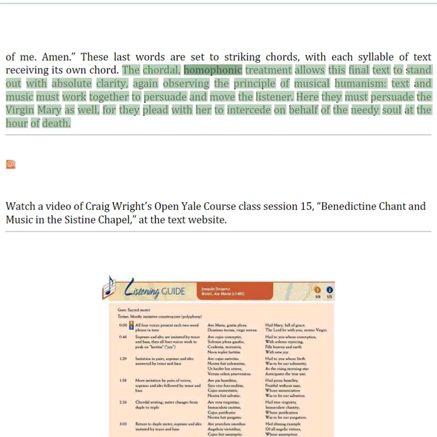The chordal, homophonic treatment allows this final text to stand out with absolute clarity, again observing the principle of musical humanism. Text and music must work together to persuade and move the listener. Here they must persuade the Virgin Mary as well, for they plead with her to intercede on behalf of the needy soul at the hour of death.